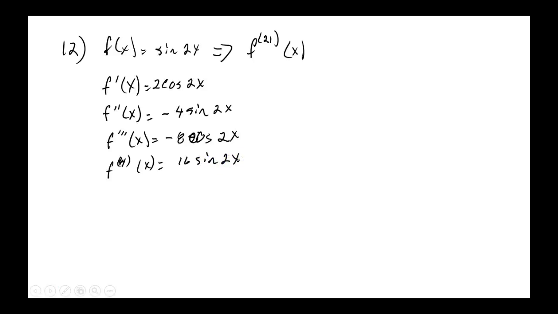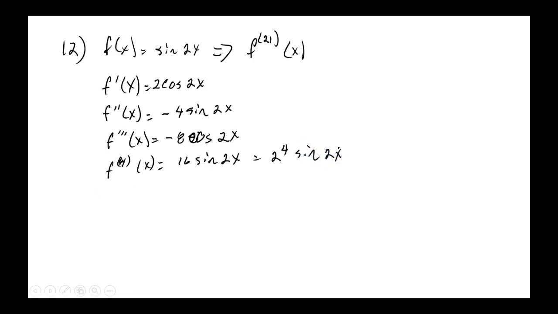Okay, here's our pattern. Every 4 derivatives, you come back to a sine. And what you were saying before, this is the 4th derivative. This happens to be 2 to the 4th power. Here's 2 to the 1st power, 2nd power, 3rd power, 4th power. So 2 to the 4th sine 2x.